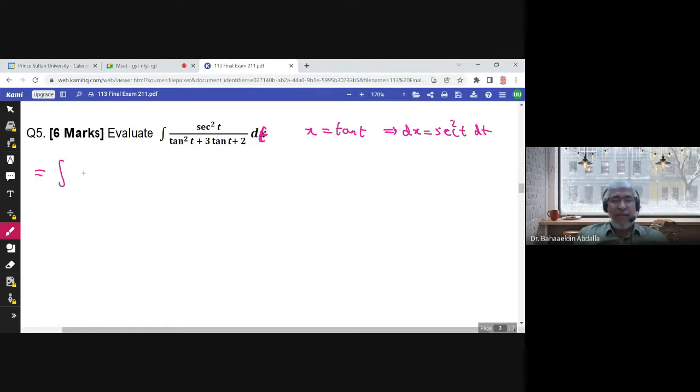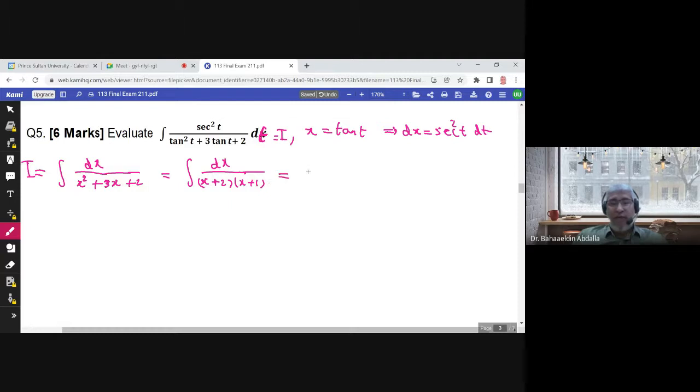And then I can write the integral as, if this is I, secant square t dt would be dx. Tan square is x square. 3 tan 3x plus 2. And this is a rational function. So how to find the integral of a rational function, we studied in section 7.4, to use partial fractions. So I factor the denominator, x plus 2 times x plus 1. Please, there are a lot of exercises in section 7.4 in the video about it.